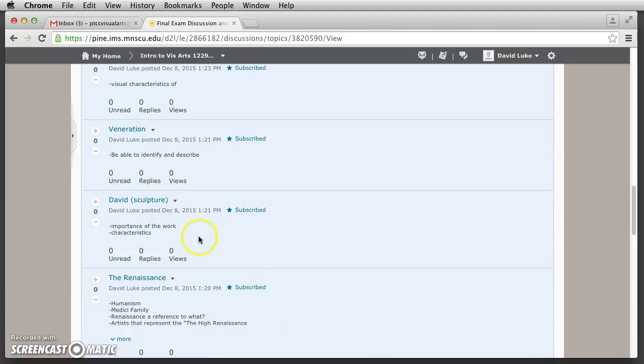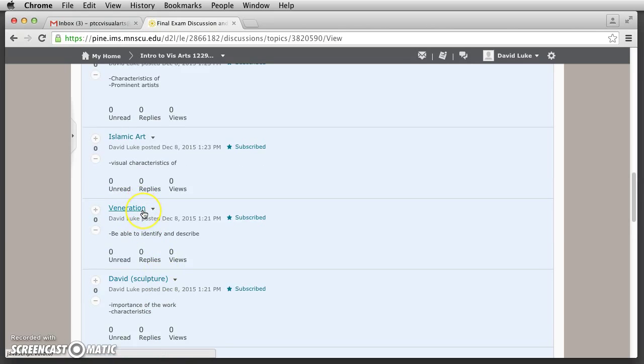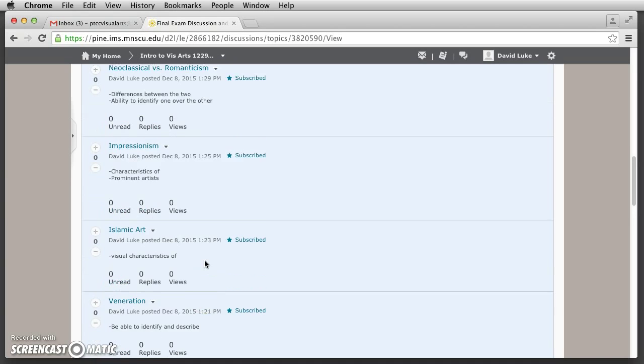David, the sculpture, the importance of this work, characteristics of that work, what does it embody? Veneration, I just got done grading these. Again, I'm going through those older discussions. Be able to identify and describe this in an artwork. Characteristics of Islamic art. There's a few things in relation to that that you should be able to point out.